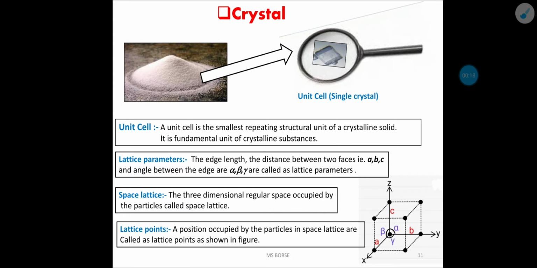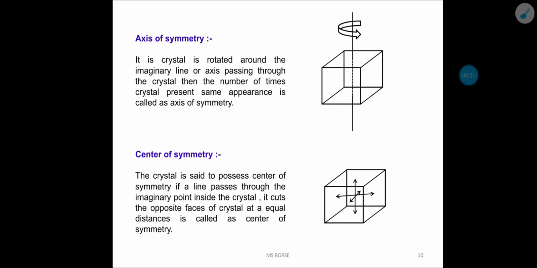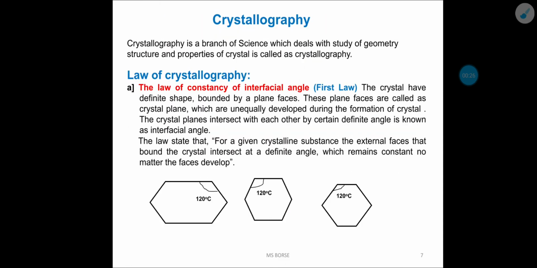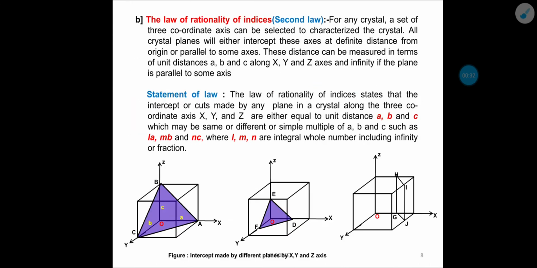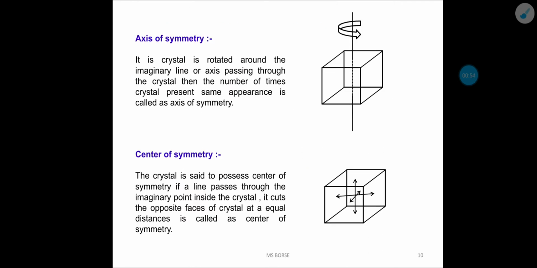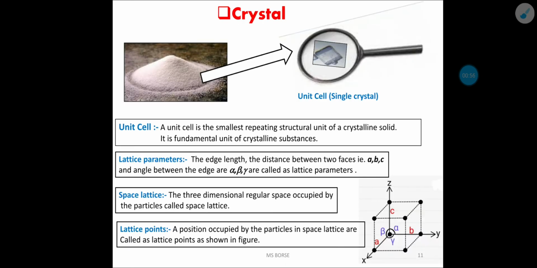So, in our previous lecture, we discussed the laws of crystallography. The first law is the law of constancy of interfacial angle. The second law is the law of rationality of indices, which means the different planes intersect on the three different coordinate axes. The third law is the law of symmetry. The symmetry elements consist of plane of symmetry, axis of symmetry, and center of symmetry.